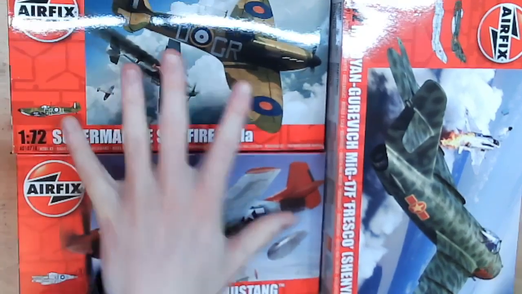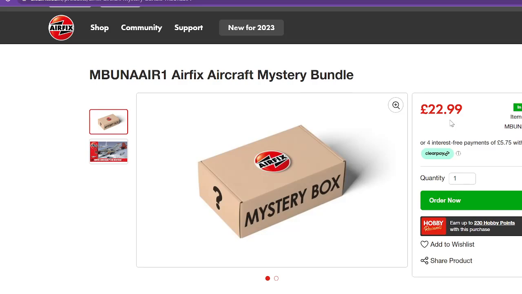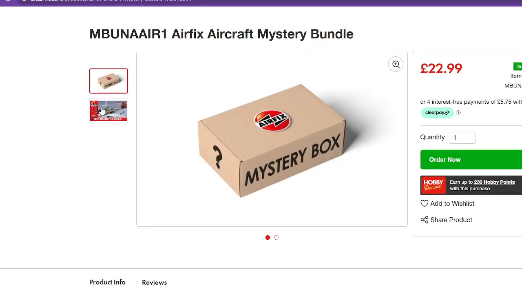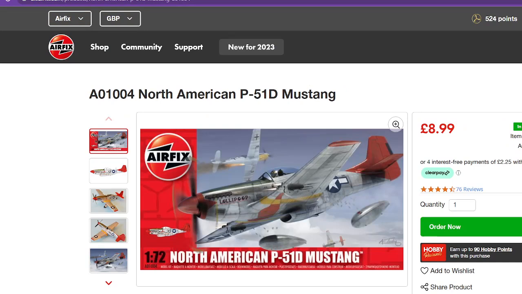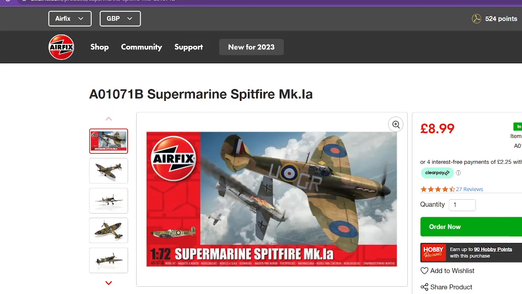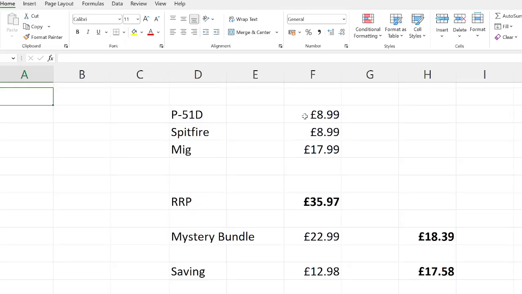Well, the price of these three kits currently on the Airfix website. Here we see the mystery bundle at retail price, £22.99. This is what I bought. It gives you an indication, and that is when it was last updated there, 19th of January. We have the P-51D Mustang retails at £8.99. The Supermarine Spitfire Mark 1A also retails at £8.99. And the MiG 17F retails at £17.99. So what I have done is this little spreadsheet here. Each of the kits here with their prices, £8.99, £8.99, £17.99, comes to £35.97. That's the RRP. So the saving on the mystery bundle is £12.98, or 36%. So a third off. That is already pretty good value.